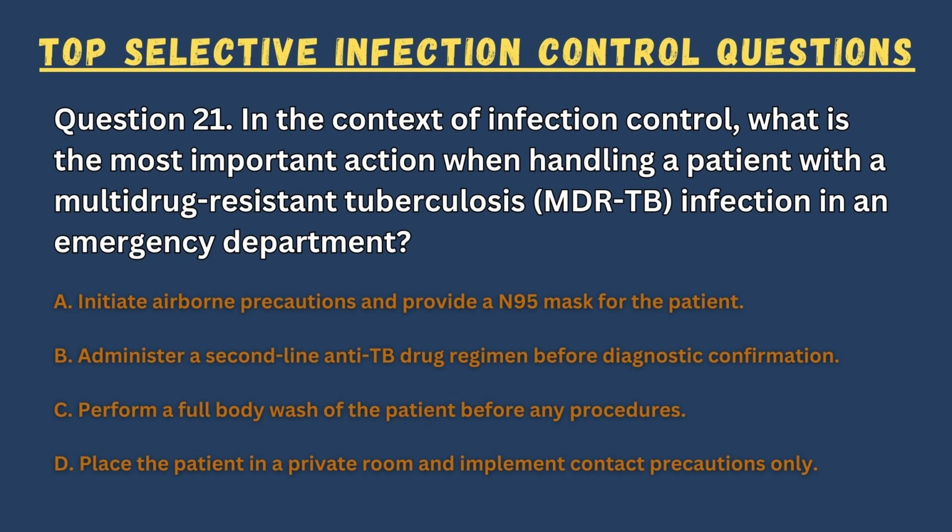Question 21. In the context of infection control, what is the most important action when handling a patient with a multi-drug-resistant tuberculosis, MDR-TB, infection in an emergency department? A. Initiate airborne precautions and provide a N95 mask for the patient. B. Administer a second-line anti-TB drug regimen before diagnostic confirmation. C. Perform a full-body wash of the patient before any procedures. D. Place the patient in a private room and implement contact precautions only.